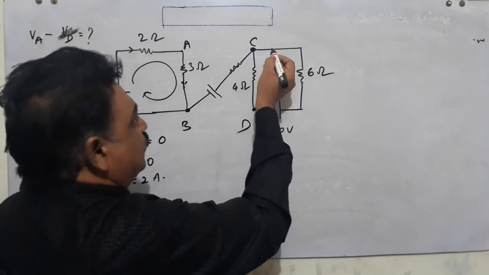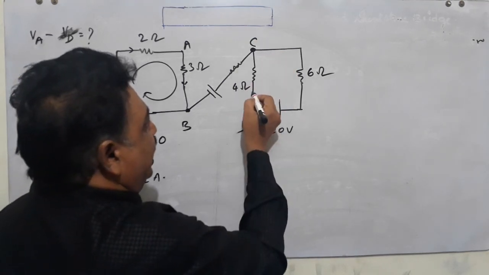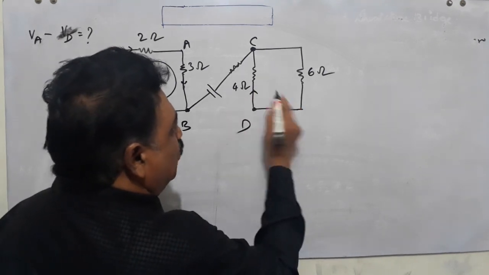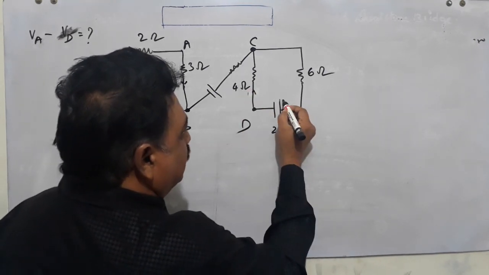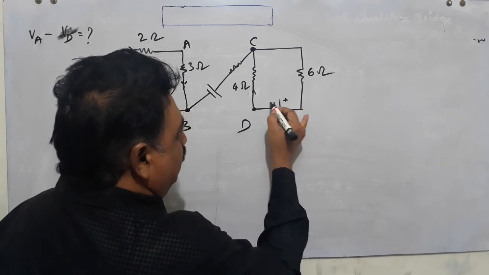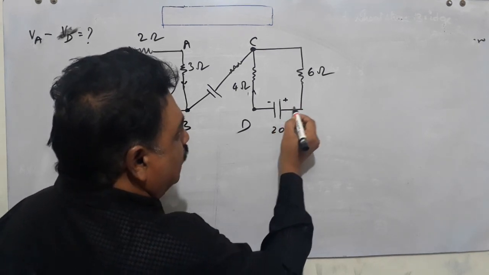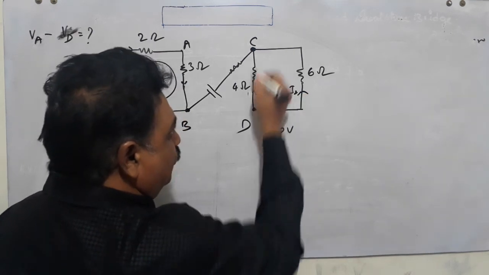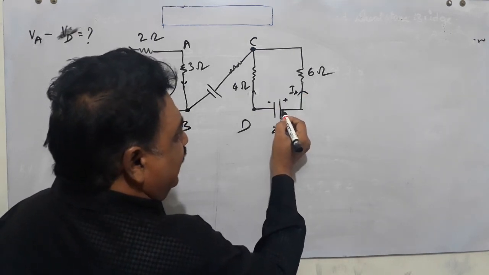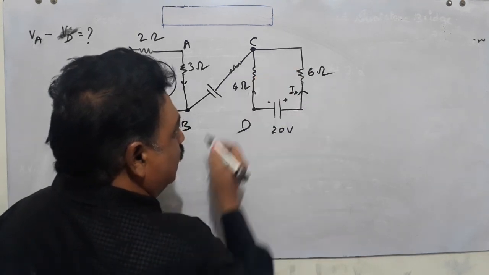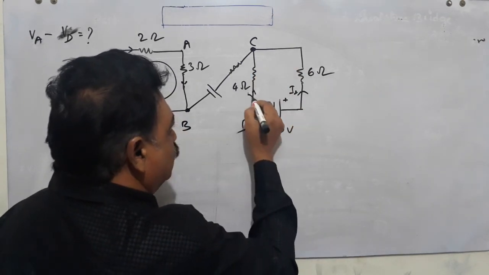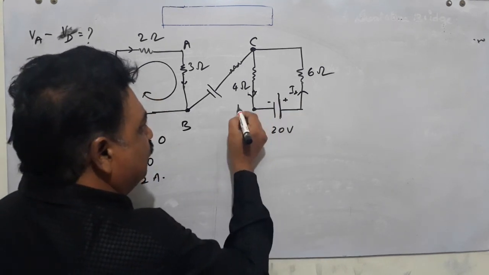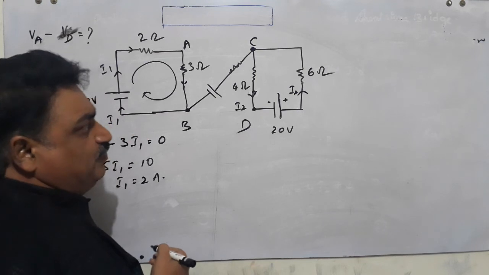Now I am going to discuss the current in this circuit. This is the positive terminal, this is the negative terminal, and say the current in this cell is I2. Whatever current is delivered from the positive terminal to the external circuit, I2, should be received by the negative terminal of the cell, which is nothing but I2 in this situation.